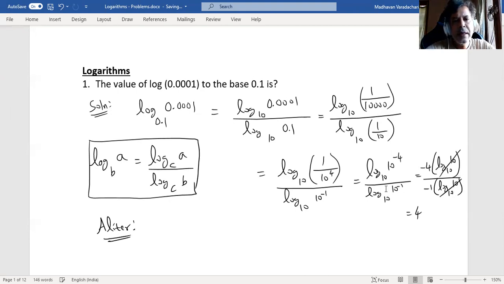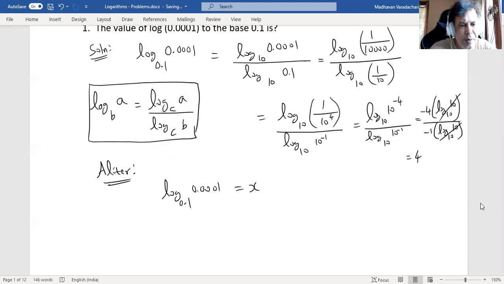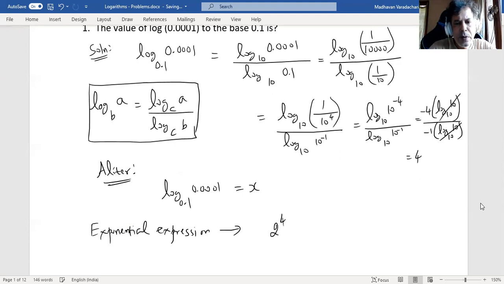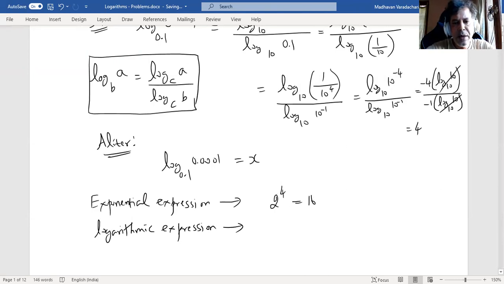In the alternative way, I can consider this logarithm of 0.0001 to the base 0.1 as x. Now let us understand what we mean by an exponential expression. We all know that 2 to the power of 4 is 16. This we call an exponential expression. Suppose I want to express the same thing in logarithmic form, then I have to write it as 4 is equal to logarithm of 16 to the base 2. So I can write like this.